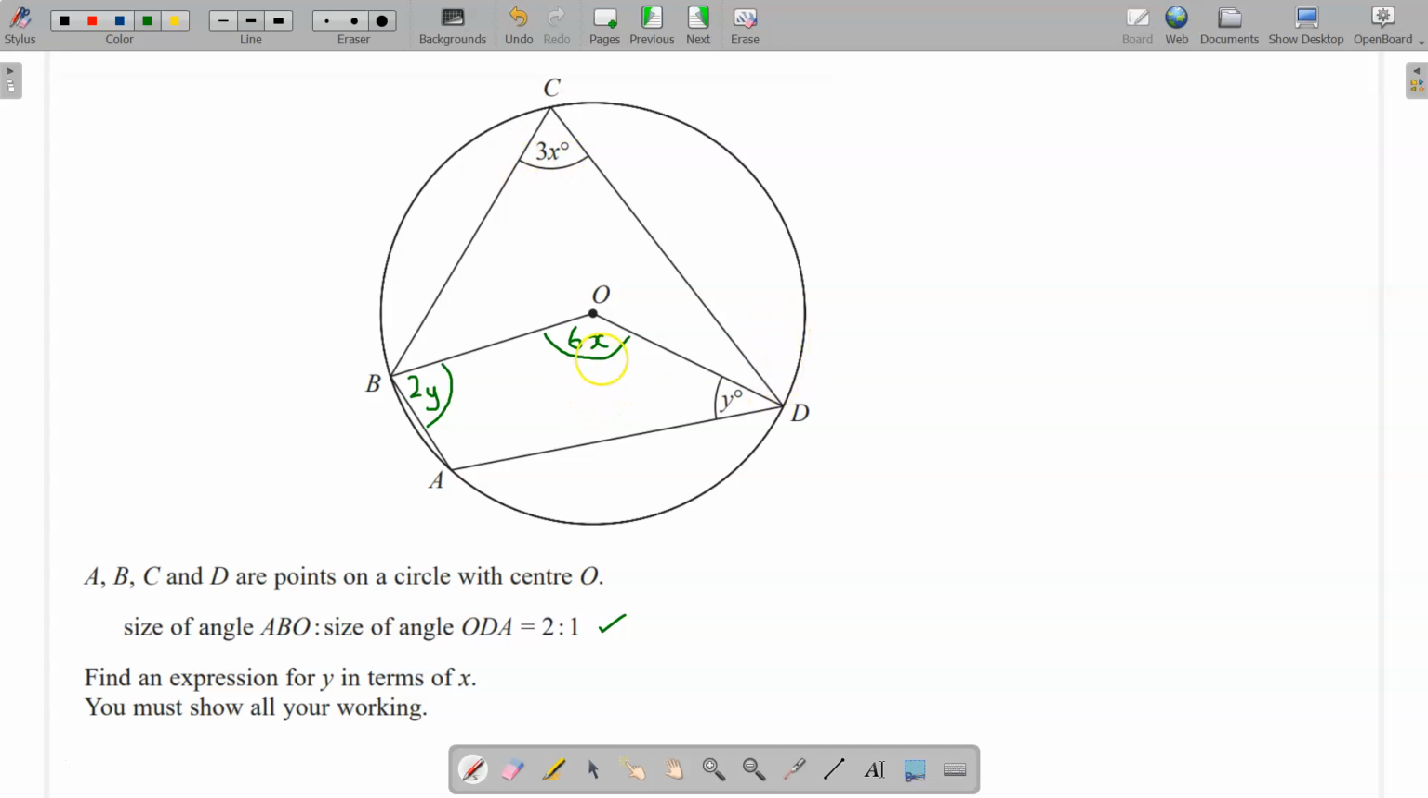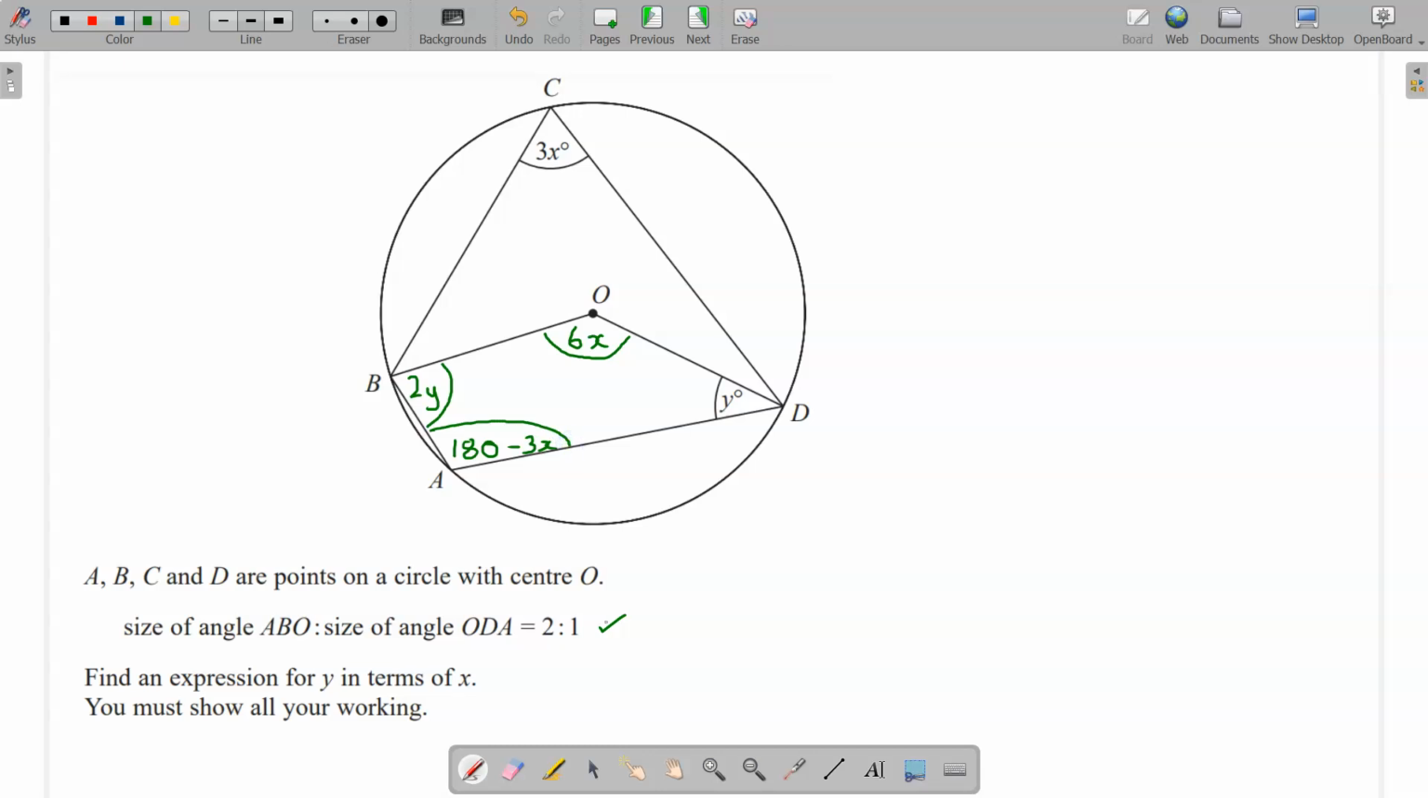Now I'm going to use some other information about this shape. This here is a cyclic quadrilateral. The opposite angles in a cyclic quadrilateral add up to 180. So if this is 3x, this angle down here is 180 minus 3x. Okay, so that is my working. I'm not stating the reason here because I'm not asked for any reasons.